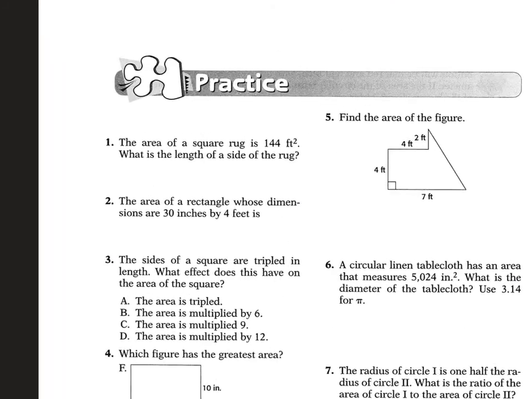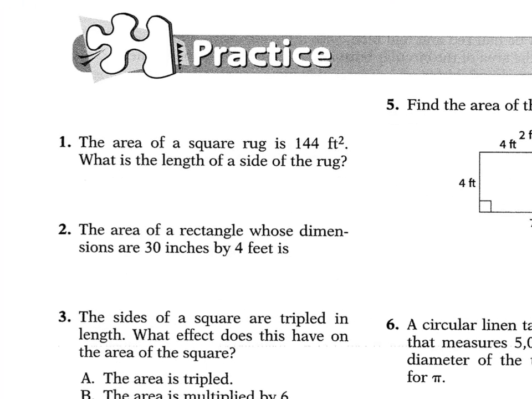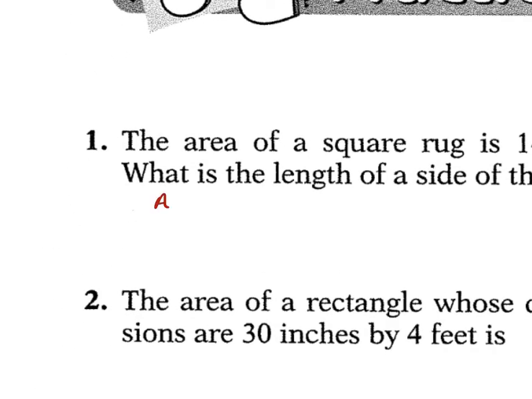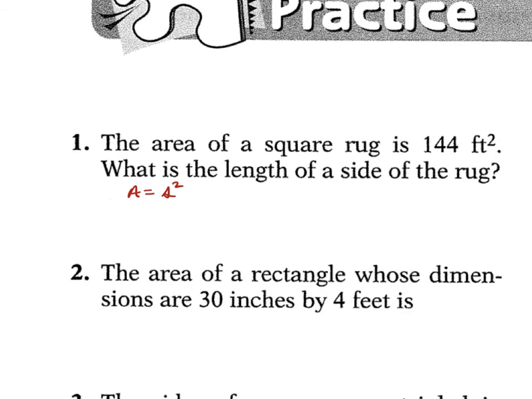For our last page of our practice, number 1 asks us the area of a square rug is 144 feet squared. What is the length of a side of the rug? Where area of a square is one of the side lengths squared. So area is 144 feet squared is equal to the side length squared. So we take the square root of that. S is 12 feet.